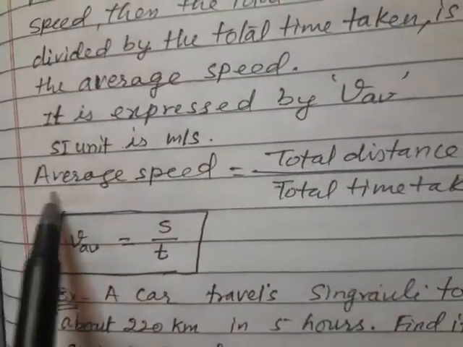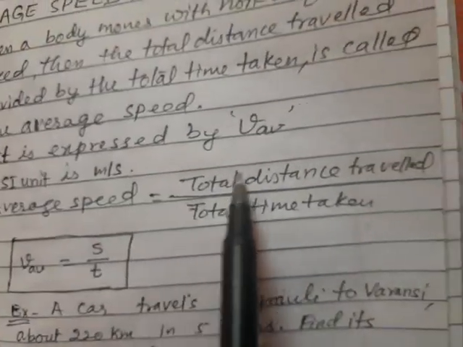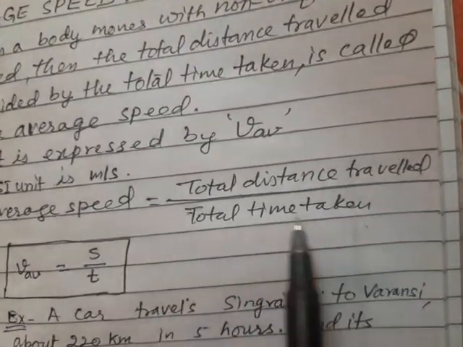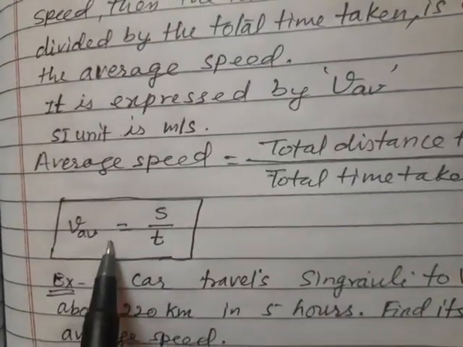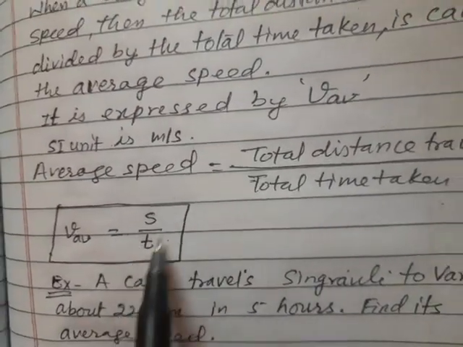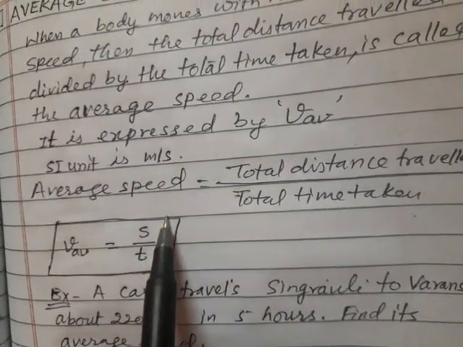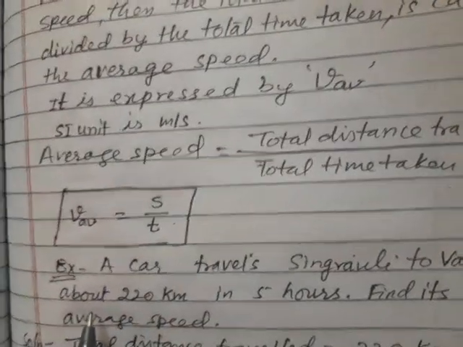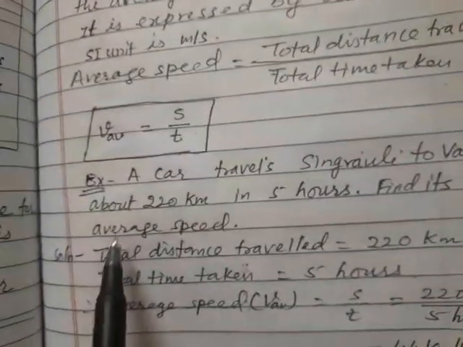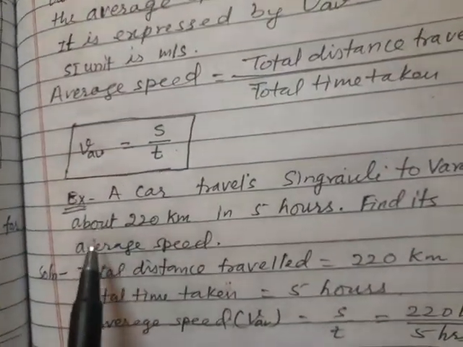The formula for the average speed is total distance traveled divided by total time taken. We can write VAV equals S by T, where S indicates the total distance traveled and T the total time taken.